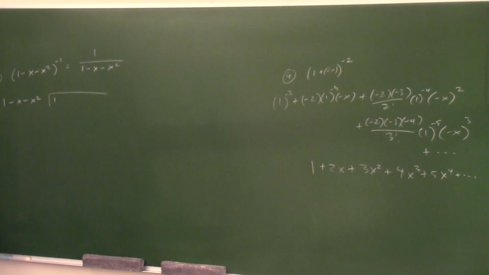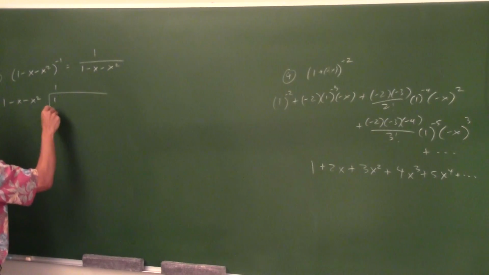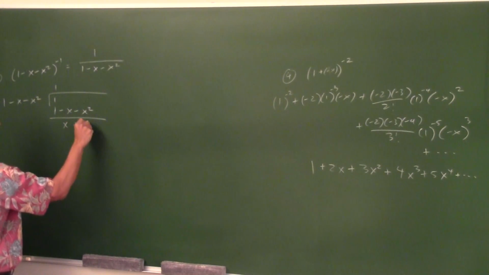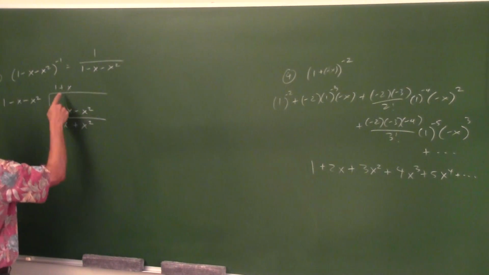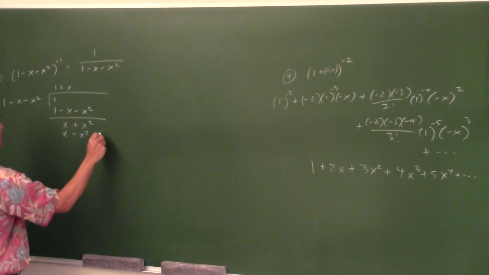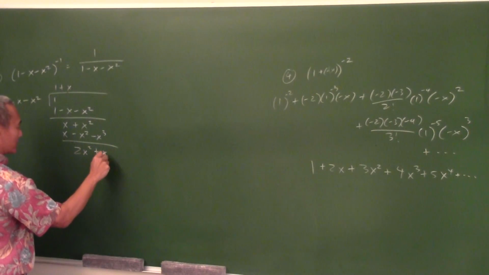Now, get ready with the Kleenex because this is going to bring tears to your eyes. 1 goes into 1 how many times? 1. Then you multiply it times the divisor. Subtract x plus x squared. Start the process all over. 1 goes into that how many times? X. Multiply x times the divisor. Minus x squared minus x cubed. Subtract, and you're going to have 2x squared plus x cubed.